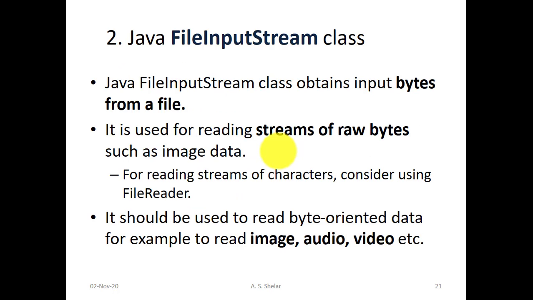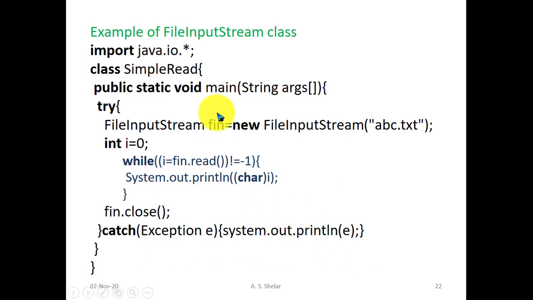Now look, it is used for reading streams of raw bytes such as image data, and it should be used to read byte oriented data, for example image, audio and video. Look here at how to read the data. Here a while loop is used. This is suppose abc.txt, and the data is in the form of bytes, and then we are converting to characters. It will display on the console. So from the txt file we are reading data in the form of bytes, that is ASCII values, and then converting into characters. So it is for reading.